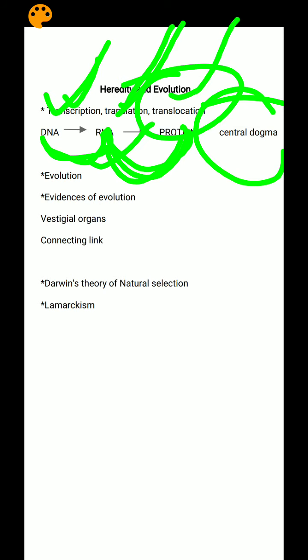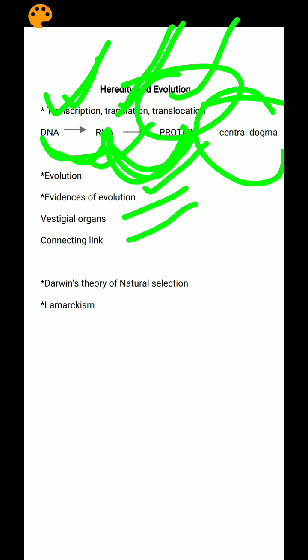Next, evolution. There are certain theories given for the evolution. We'll see them in detail later. Next, there are evidences. There are 6 or 7 evidences that are given in your books, that are morphological evidences, paleontological evidences. Next, evidences regarding vestigial organs, connecting links, and all that. From that I thought some important ones, I have written here: vestigial organs and connecting link.